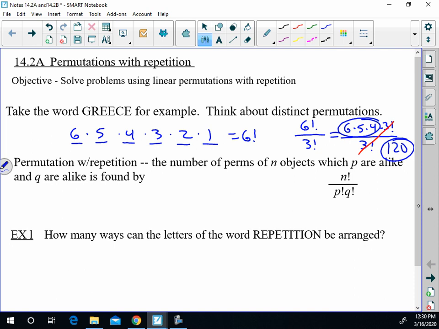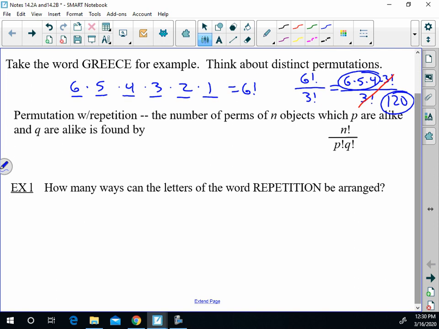The word repetition. How many ways can we arrange these letters? Well, first, we've got to count how many letters. 1, 2, 3, 4, 5, 6, 7, 8, 9, 10. 10 letters in the word repetition, so 10 factorial. If there were no repeated letters, we'd be done. However, we have repeated letters. And you can see, starting from the beginning, there's only one R. You don't need to worry about it.